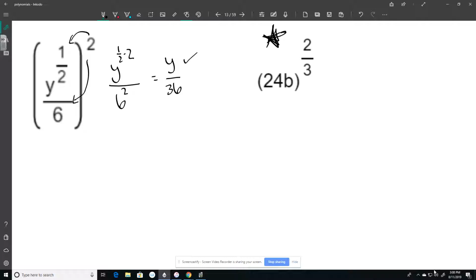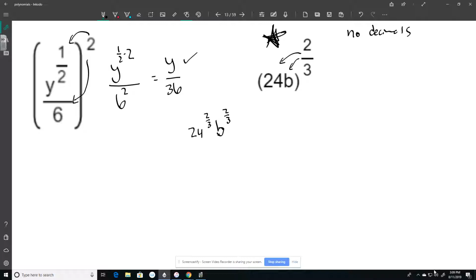There's a couple of different answers you're going to get on this one. Well, there's only one answer, but it can be in a couple of different forms. And the ACT likes to ask for a very specific form, meaning it does not want decimals. So watch what happens. If I take 24b raised to the 2/3, that 2/3 has to go to the 24 and to the b. So that becomes 24 to the 2/3 times b to the 2/3.